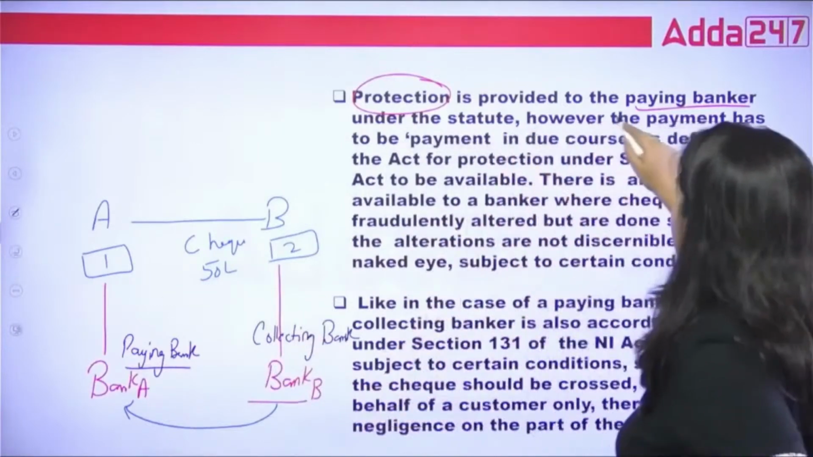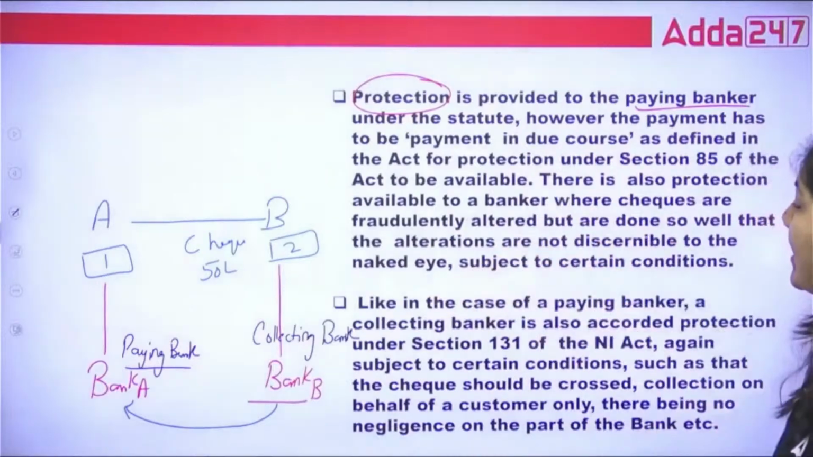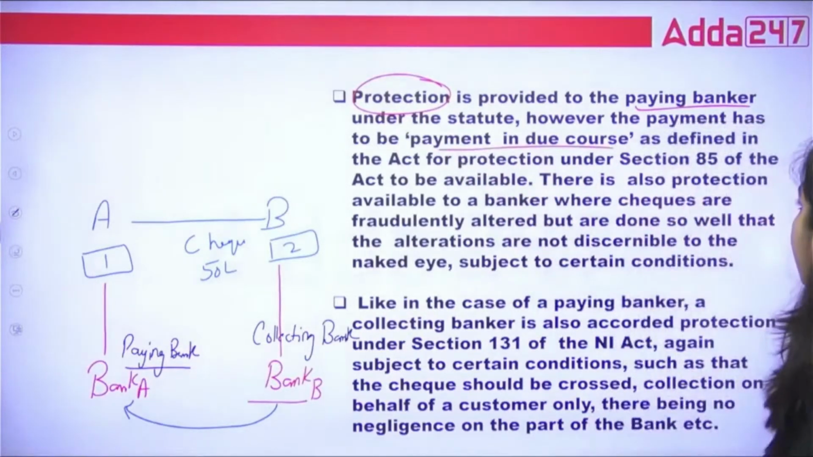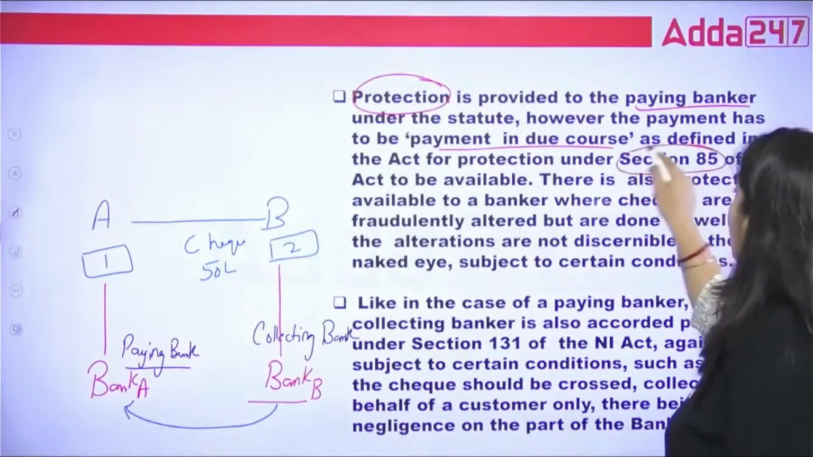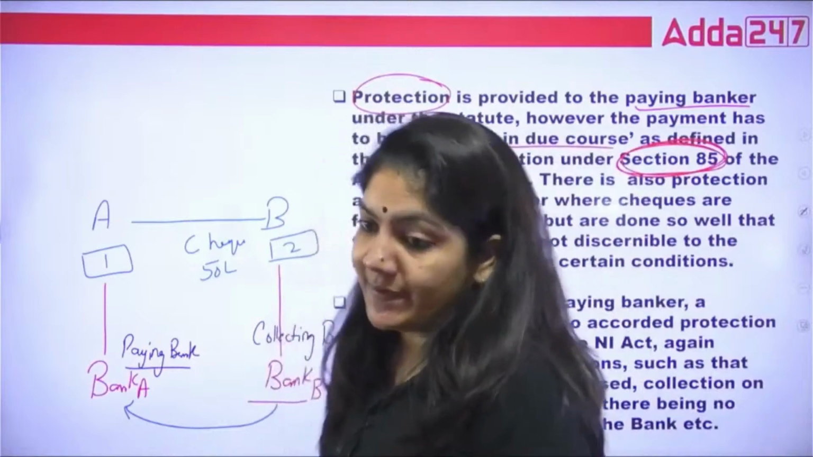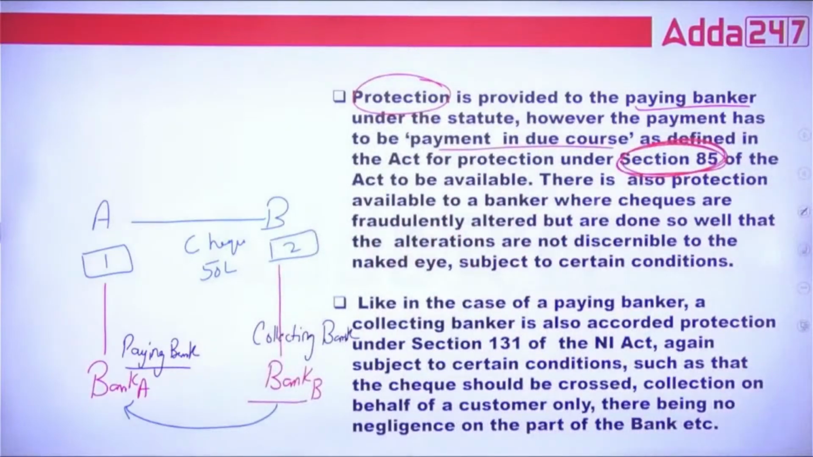Protection is provided to the paying bank under the statute. However, the payment has to be a payment in due course as defined in the act, for the protection of Section 85 of the act. This question can be asked: which section provides the protection of the paying bank? That is Section 85, that is important. There is also protection available to the banker where checks are fraudulently altered but done so well that the alteration is not discernible to the naked eye, subject to certain conditions.